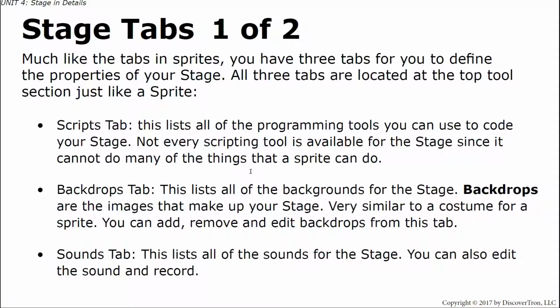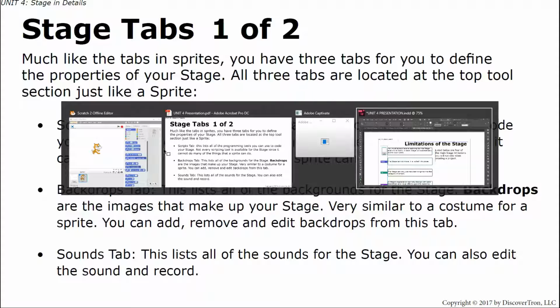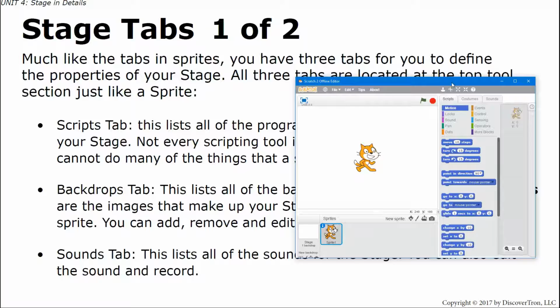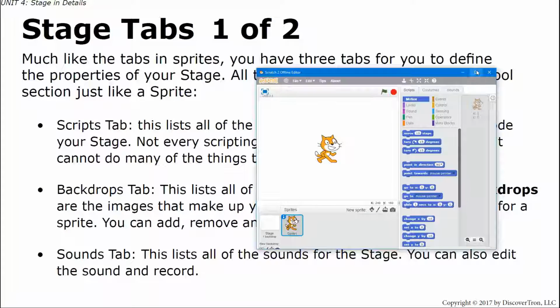Okay, the stage tabs. They're essentially the same as your sprites, so let's go ahead and look at those. To help me out with that, I'm going to pull Scratch up so it's alongside these bullet points. First, the scripts tabs. This is going to be just like your Sprite, except with the scripts for the stage, some of the programming blocks are not available. Let's get Scratch over here. So we got Scratch, and if we look at our scripts tab, I guess I can make it full screen.